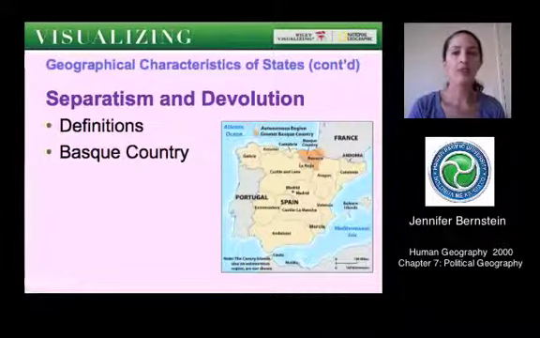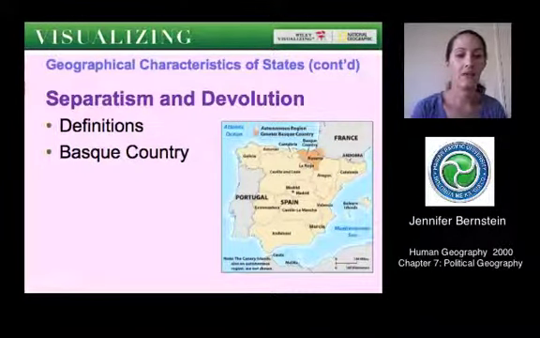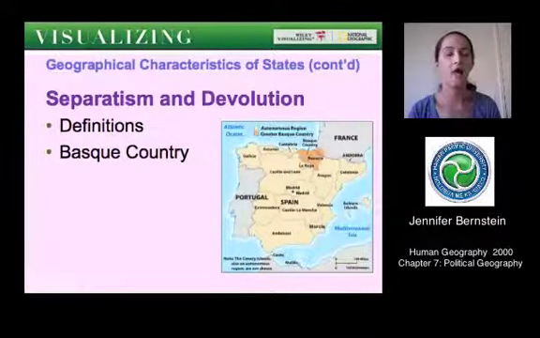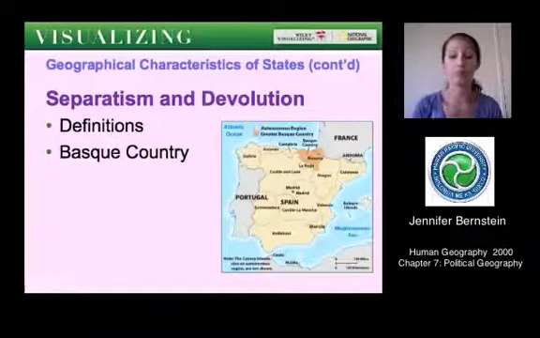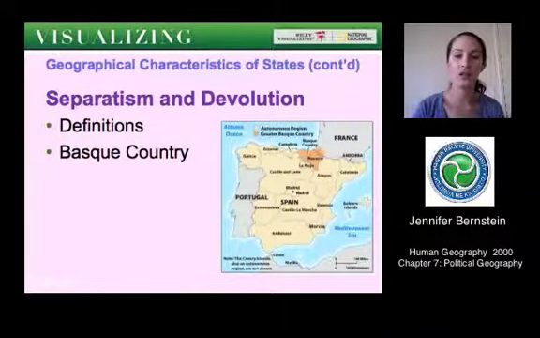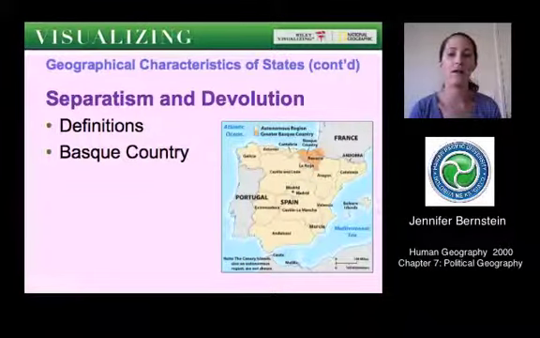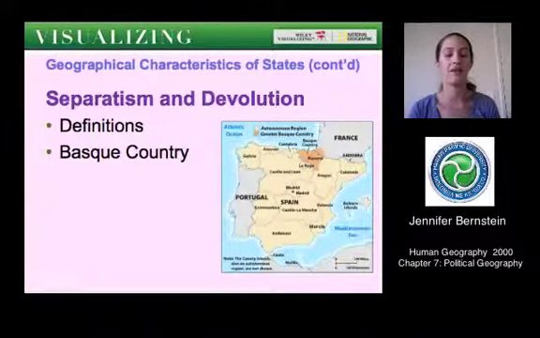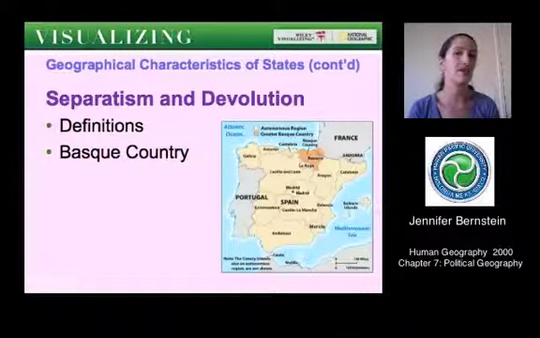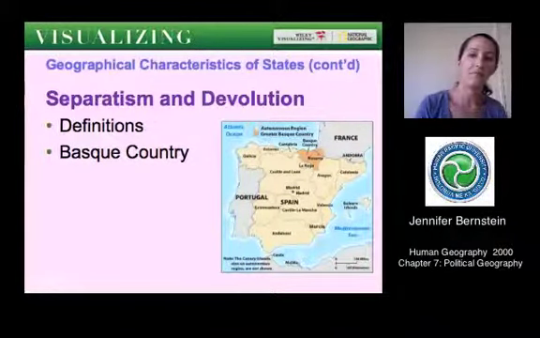So separatism and devolution. The stability of a state depends on how well it balances centrifugal and centripetal forces. Separatism is the desire of a nation to break apart from a state, and it happens when a nation's sense of identity is challenged and it perceives that it's different. Devolution is when a state transfers power to a self-identified community within it. Basically it's a means of accommodating separatist pressures without necessarily dissolving the state itself.